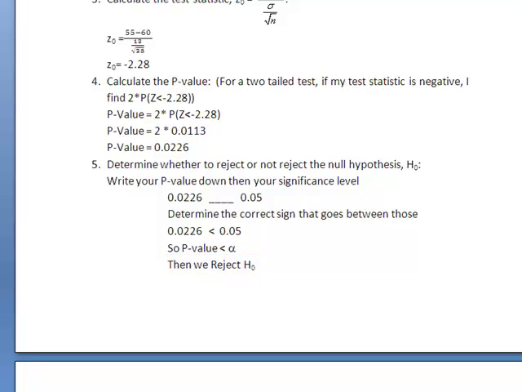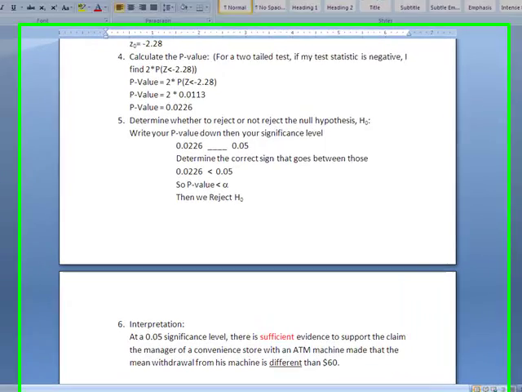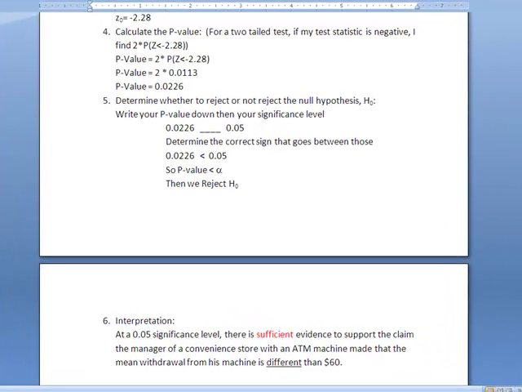So we are now ready to state our conclusion. At a 0.05 significance level, there is sufficient evidence to support the claim the manager of the convenience store made with an ATM machine, that the mean withdrawal from his machine is different than $60. So when we reject, there is sufficient evidence to support the claim.